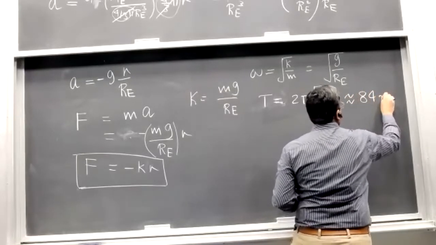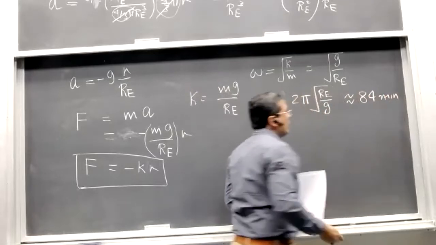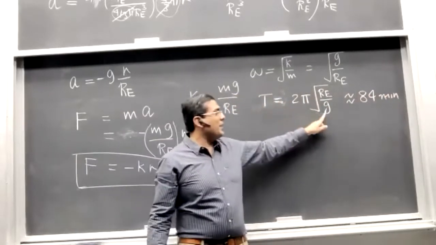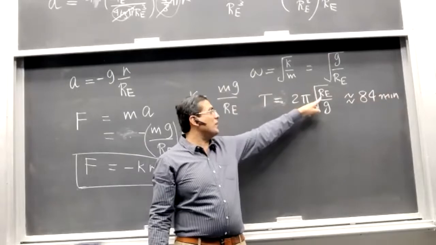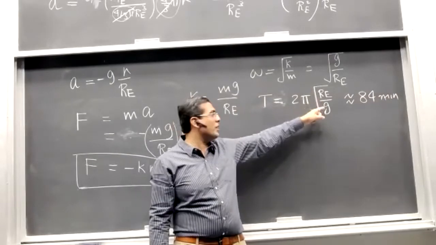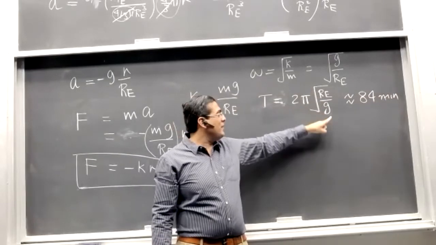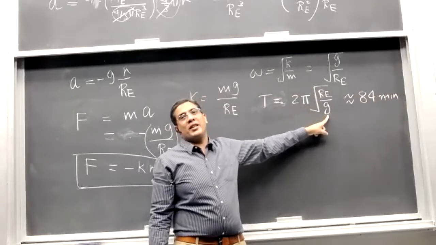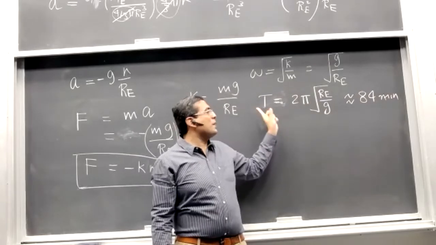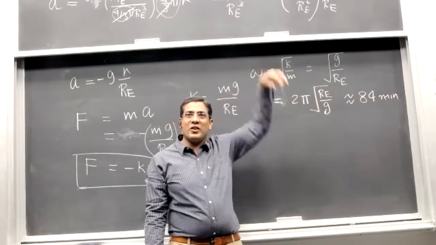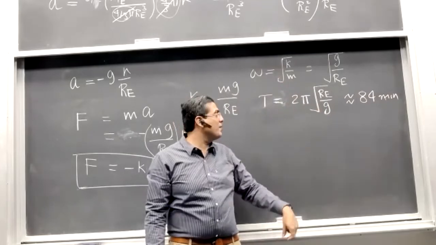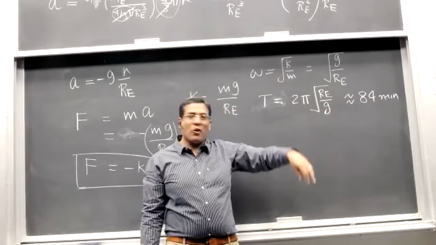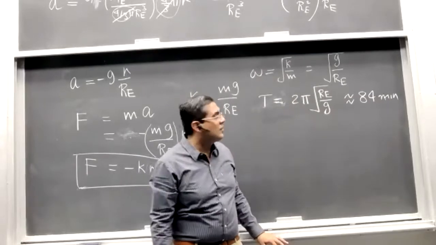Just check. That is how long it would take any object. You see that period is independent of mass. It only depends on the radius of the planet, whatever planet you're cutting the hole through, and the acceleration due to gravity at the surface of that planet. So this period is not really determined by how heavy the object is that you're throwing in. It should be the same whether you throw something small or something very big.